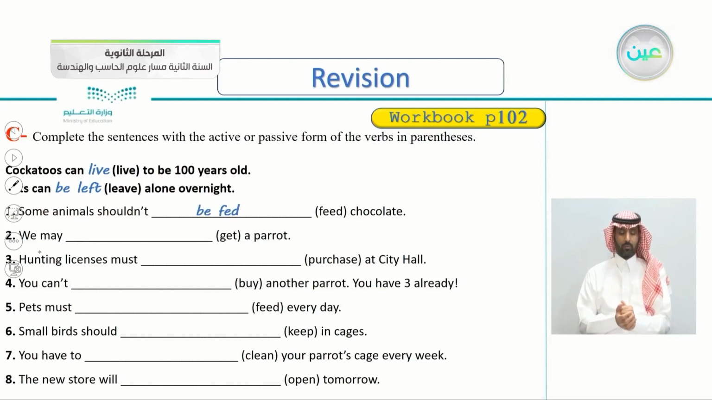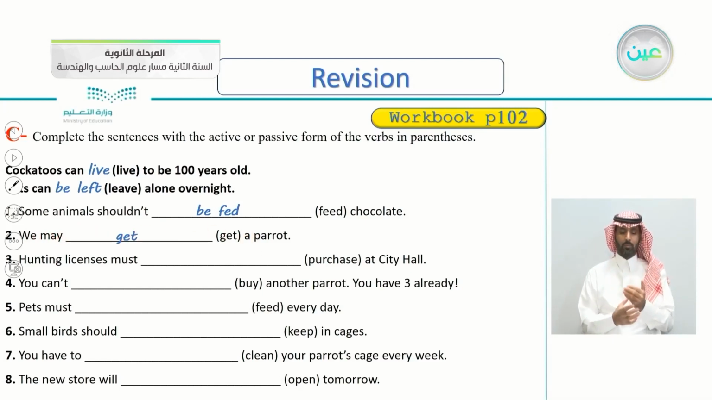Very good. Number two, we may get a parrot. So this is obviously, is it active or passive here? Yes, very good. It's active because we here is the subject. We may get a parrot.